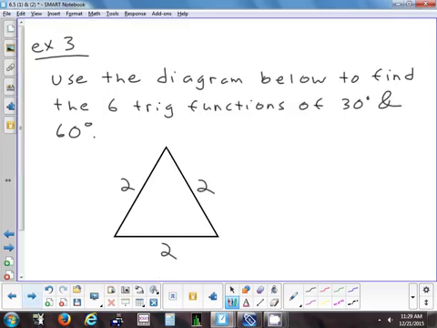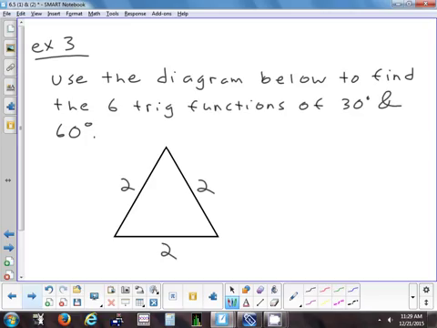All right. So now I want to use this diagram somehow to figure out the 6 trig functions of 30 and 60. What kind of triangle is that? It's equilateral. And what does that mean? It means a few things. All the sides are the same. What else does it mean? All the angles are the same, which means they're all 60. Each vertex here makes a 60-degree angle.